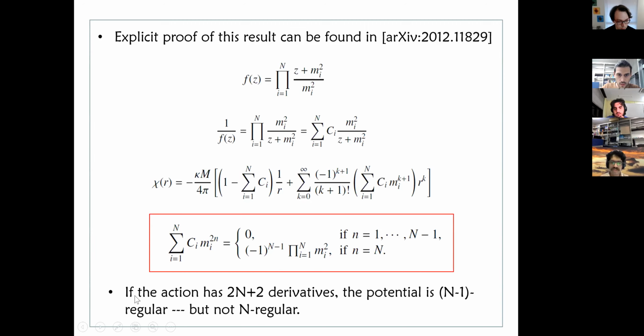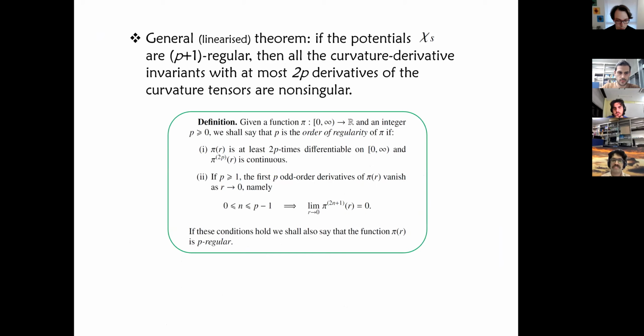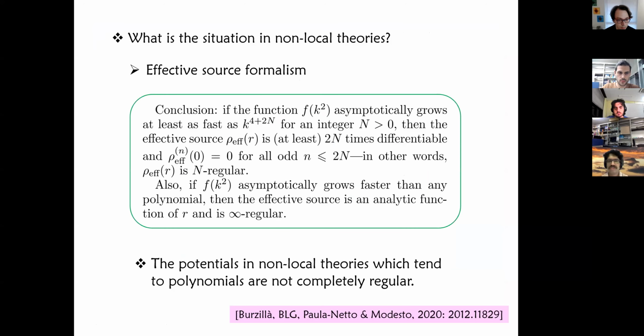And the result is that if the action has 2n plus 2 derivatives, the potential is n minus 1 regular, but it is not n regular. So there is a certain order of the box, of a certain derivative that you apply to the curvature, that is going to make some invariants diverge. Well, the general theorem can be stated like that: if the potentials chi are p plus 1 regular, then all the curvature derivative invariants with at most 2p derivatives are non-singular. I'm not going to go into the details.